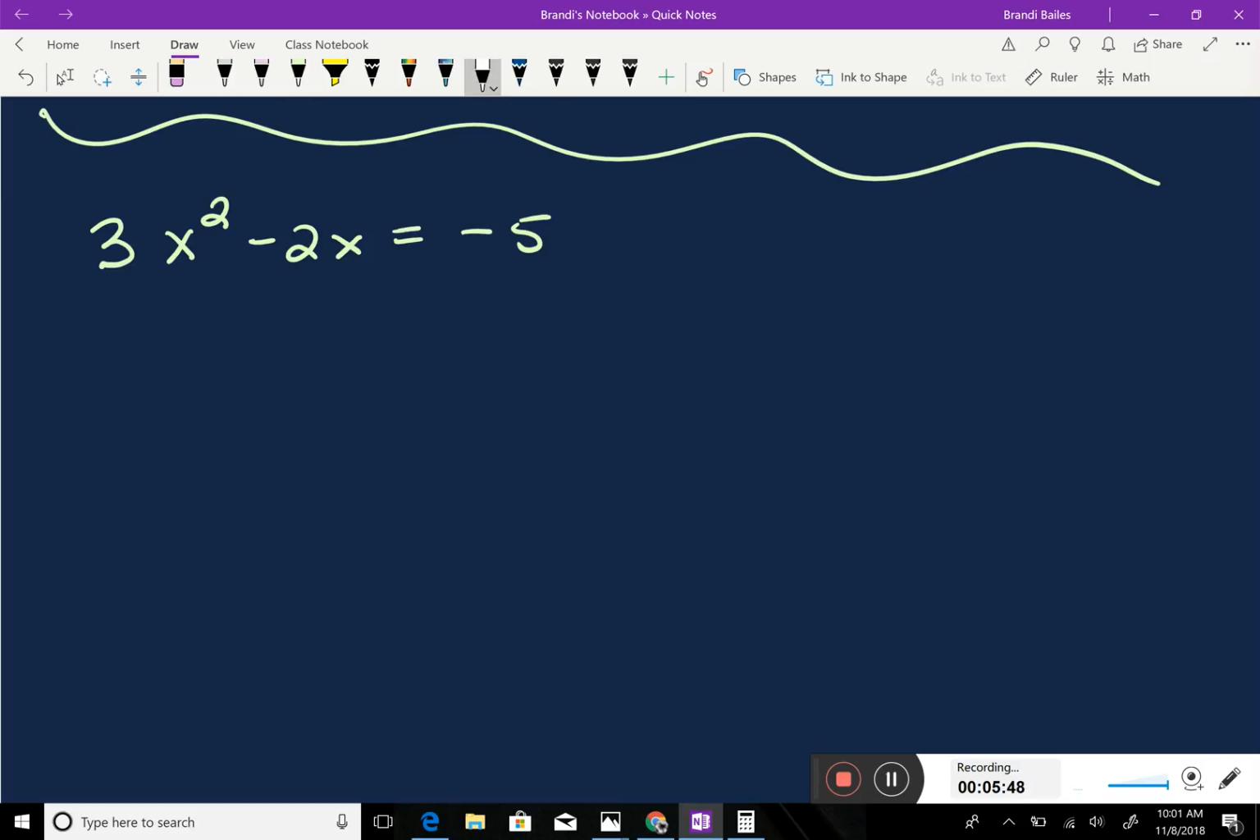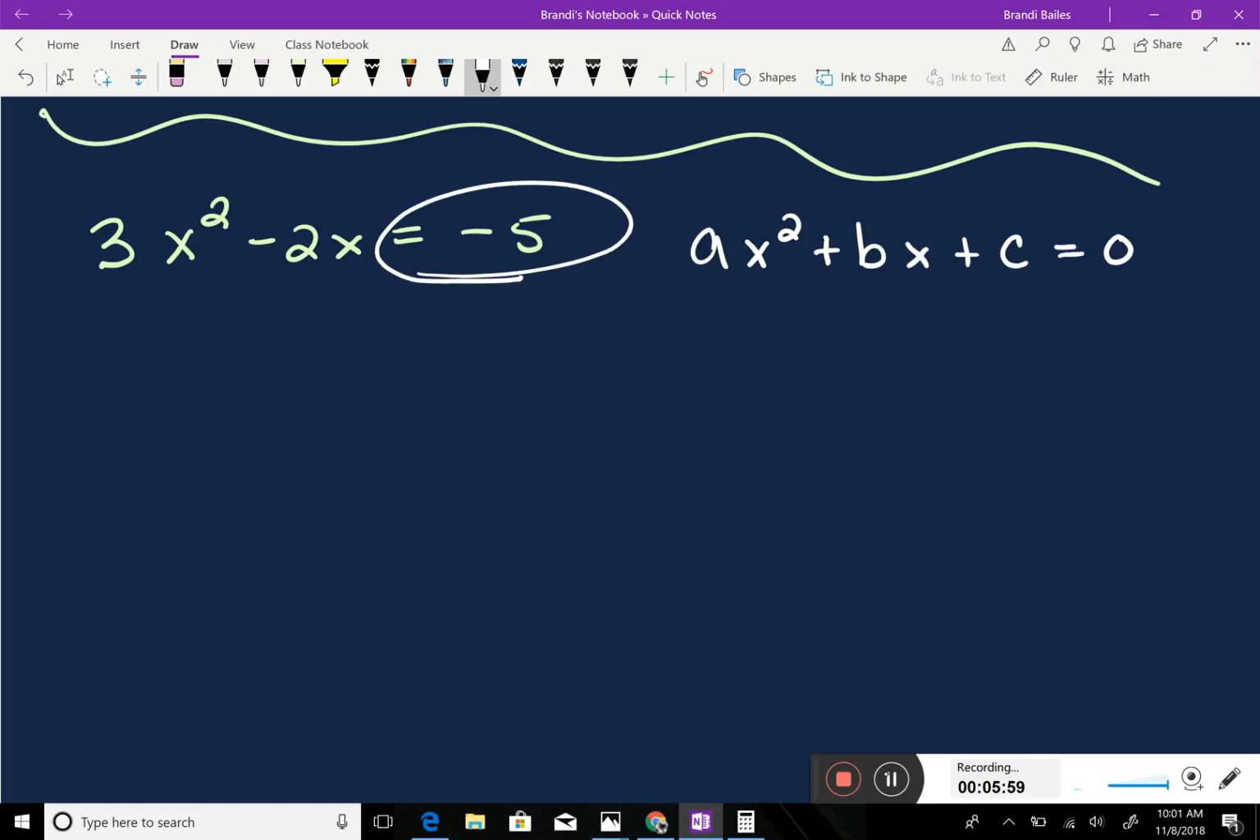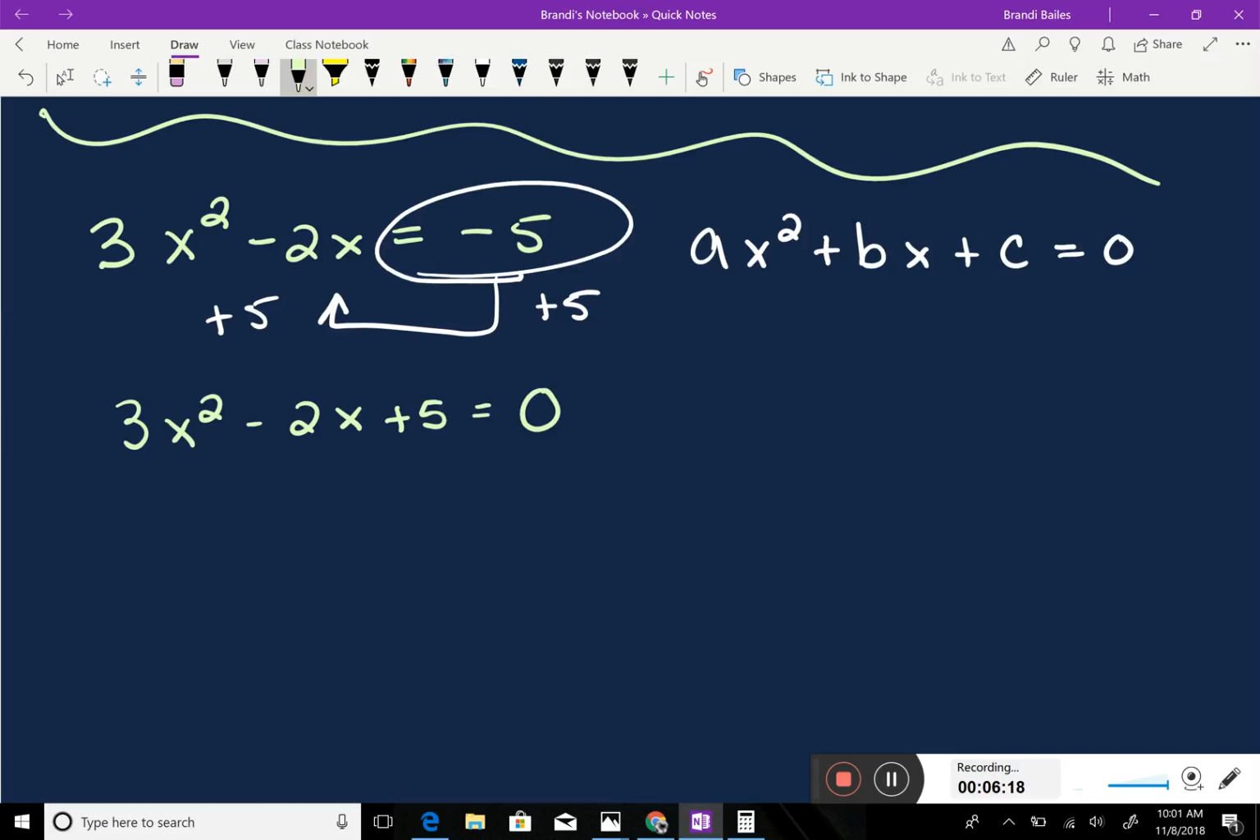And let's look at our standard form again. It should be ax squared plus bx plus c equals 0. We do not have a 0 on this side, so I'm going to fix this by moving this negative 5 over, and I'll do that by adding 5 to both sides. So on the next line it would be 3x squared minus 2x plus 5, and these minus 5 and plus 5 will cancel out to give me a 0.